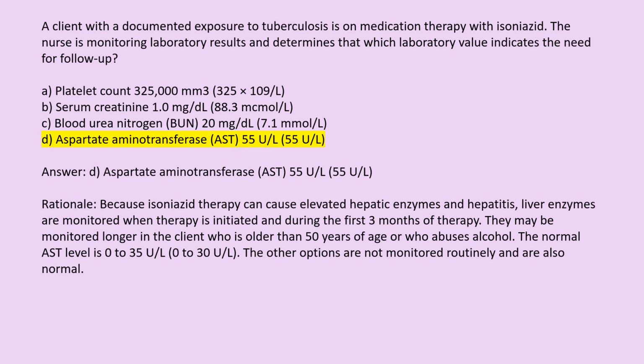Answer. D. Aspartate aminotransferase, AST, 55 U/L. Rationale. Because isoniazid therapy can cause elevated hepatic enzymes and hepatitis. Liver enzymes are monitored when therapy is initiated and during the first 3 months of therapy. They may be monitored longer in the client who is older than 50 years of age or who abuses alcohol. The normal AST level is 0 to 35 U/L, 0 to 30 U/L. The other options are not monitored routinely and are also normal.